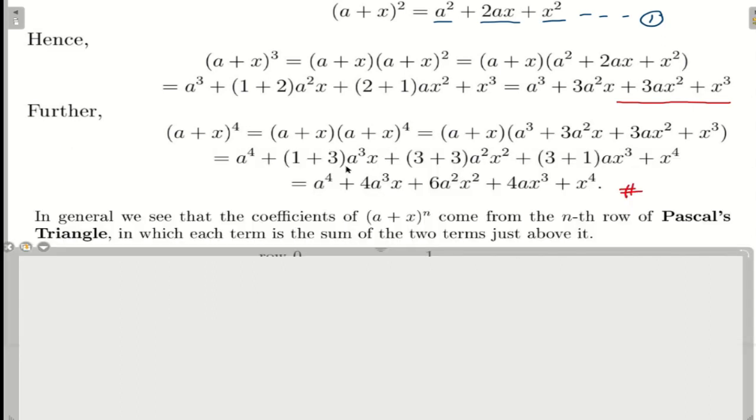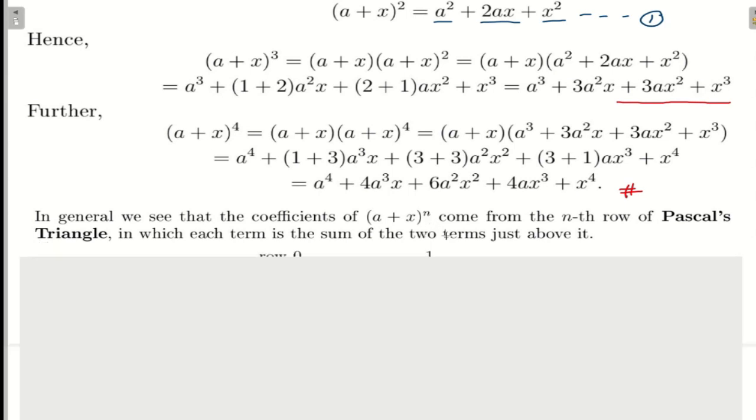Now in general, we see that the coefficients of (a + x) to the power of n, where n is any number, come from the nth row of Pascal's triangle, in which each term is the sum of the two terms just above it. Let's see what we mean by this.